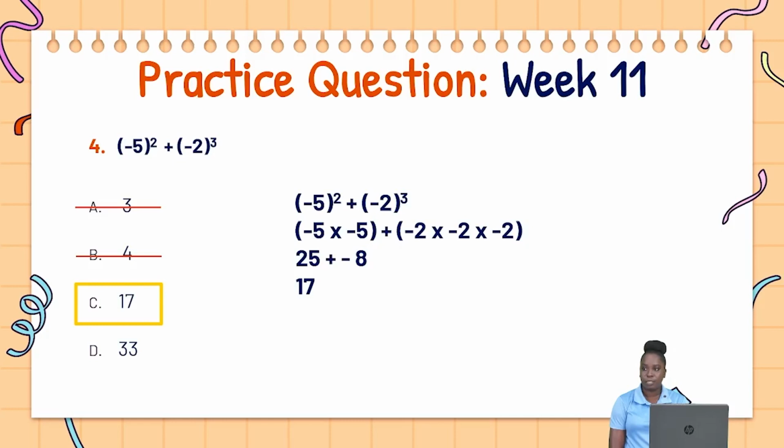Just a note, when we are using a power with a negative number, so for example, squaring negative 5, 2 is an even number, and so our answer is going to be positive. So if our power was to the 4th power, to the 6th power, etc., the final answer is going to be positive. However, if the power is odd, our answer is going to be negative.